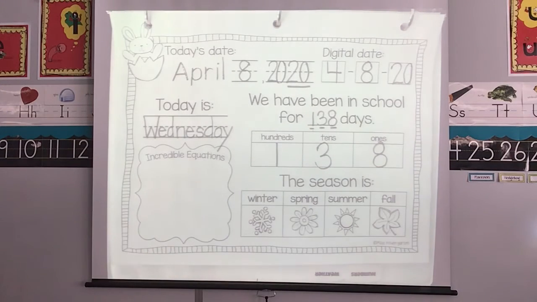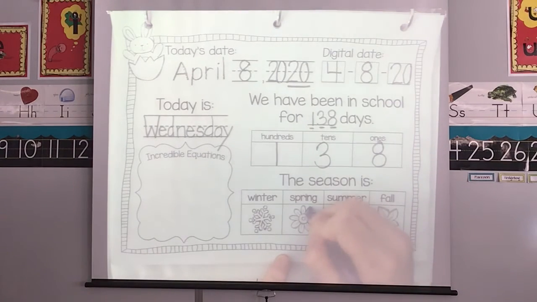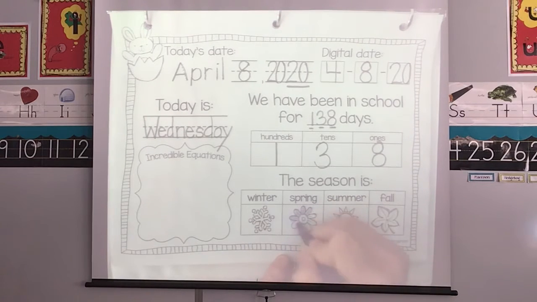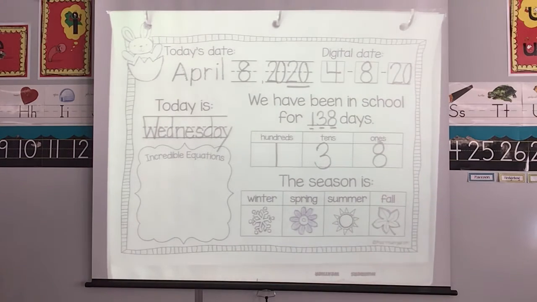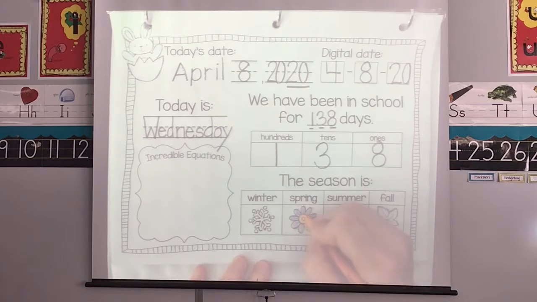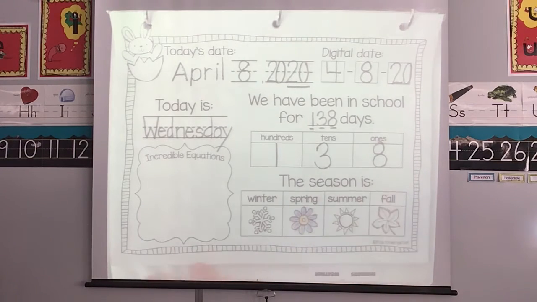It is spring, and I'm going to do a pretty purple flower today. You can do your flower any color you like. And if you do the whole box, I would like it to be nice and neat. Again, not perfect, but just as neat as you can. Make it look nice. Okay, there is our spring flower. I'll keep those two colors handy because I think I'm going to do my bunny to match.